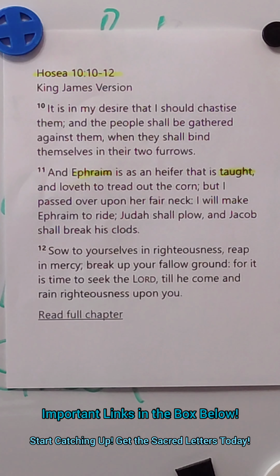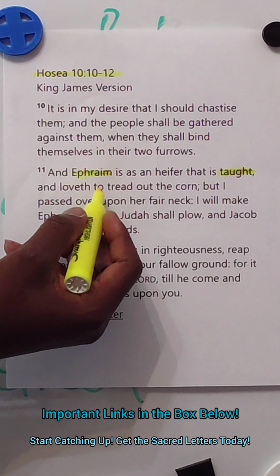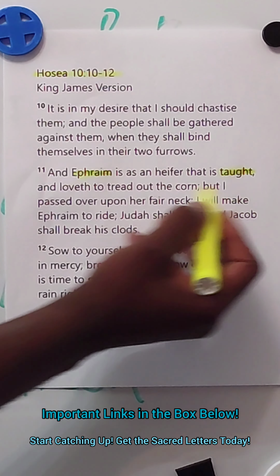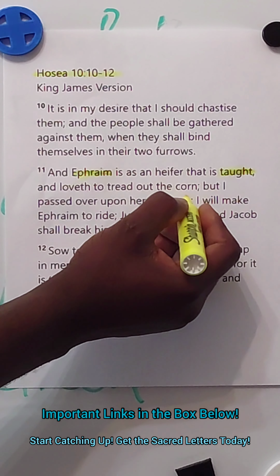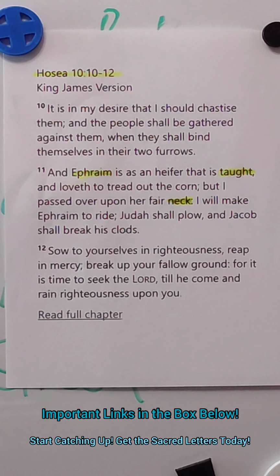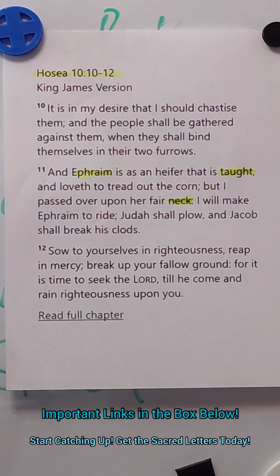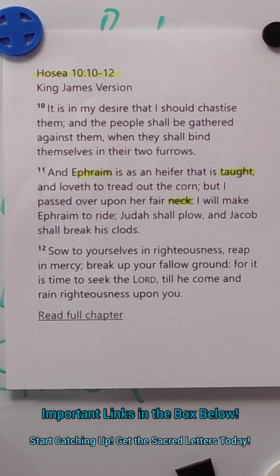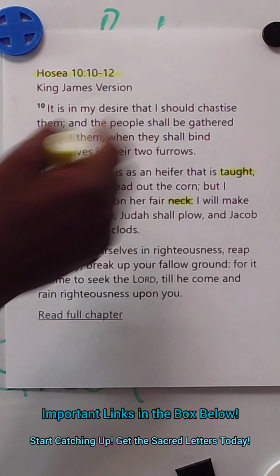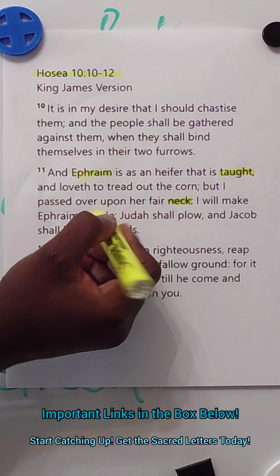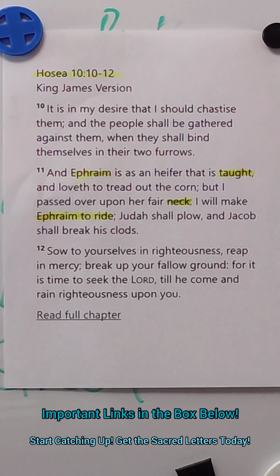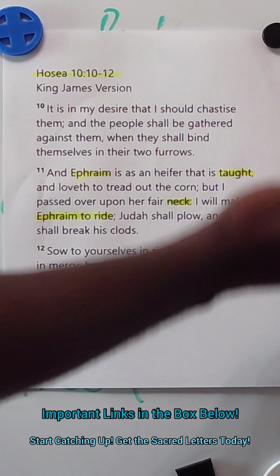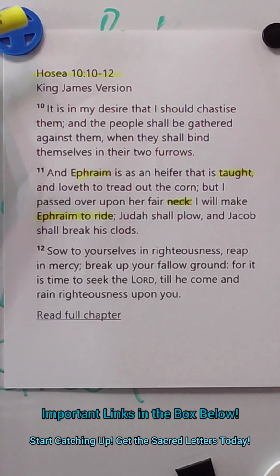They know the secret letters, okay? And loveth to tread out the corn, okay? But I passed over upon her fair neck, okay? The neck here is a letter, they call it, it means the life. In other words, not all our people, the Hebrew people, went into slavery or suffered misery and all that, okay? There is always a remnant among the people of Yahweh, okay? And it says, I will make Ephraim to what? To ride, okay? That's prosperity, to ride. As I said previously, they achieved success by means of the letters.